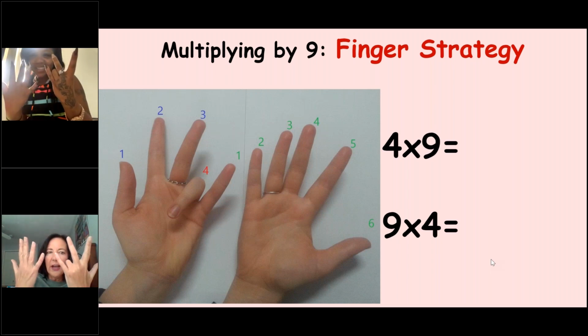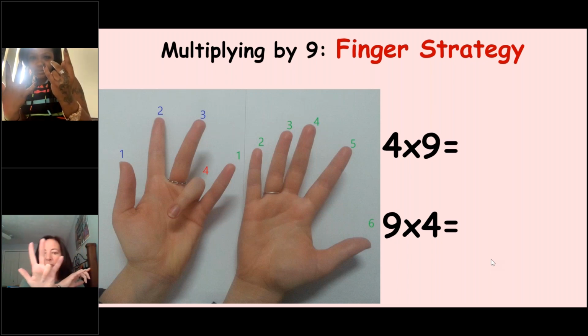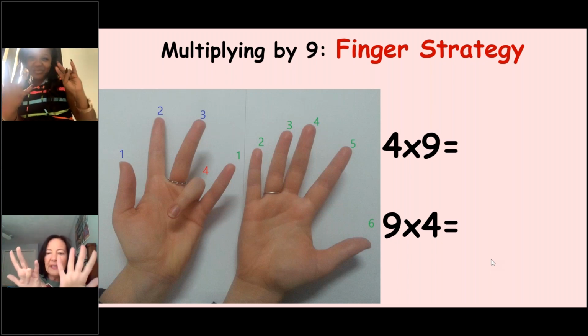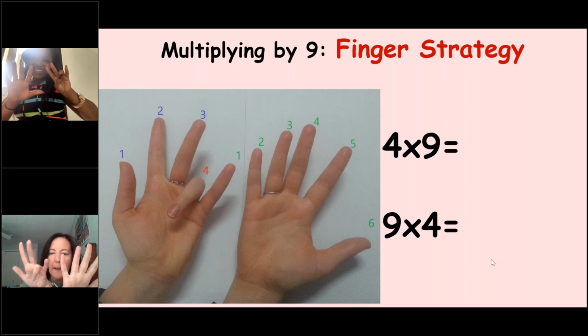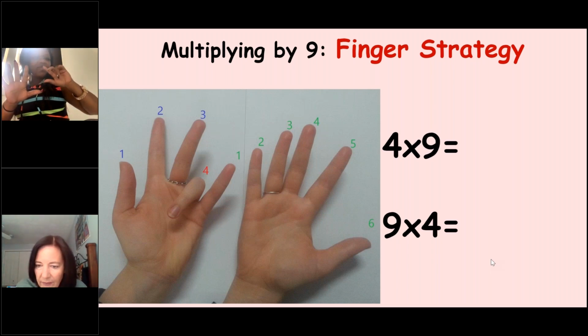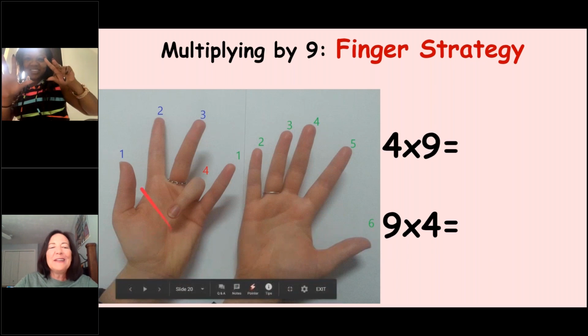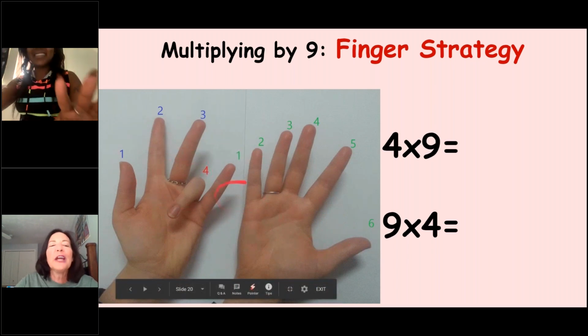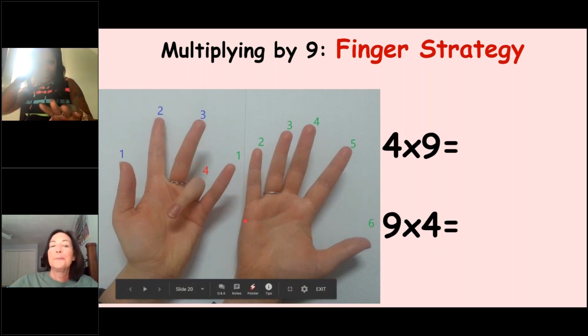So on the far left, we've got, maybe I'll do it like this. Okay, that's probably better. So how many fingers are to the left of your folded down finger? Nope. Look at the screen, and then we'll do it on your fingers after, okay?